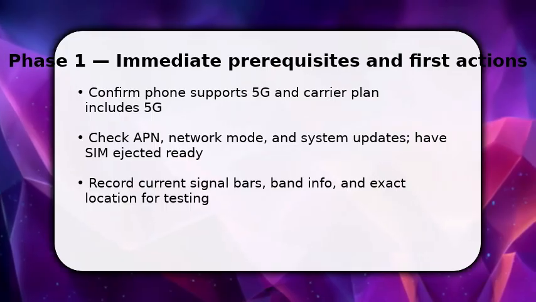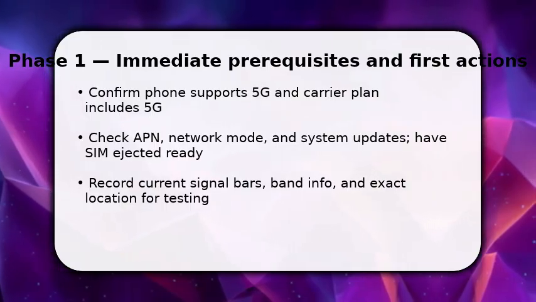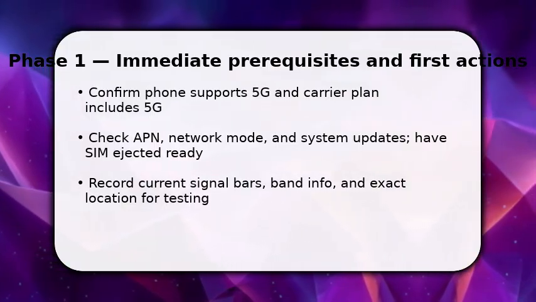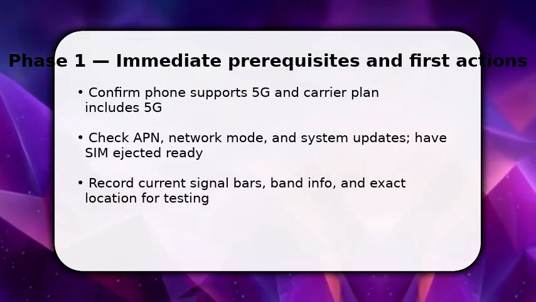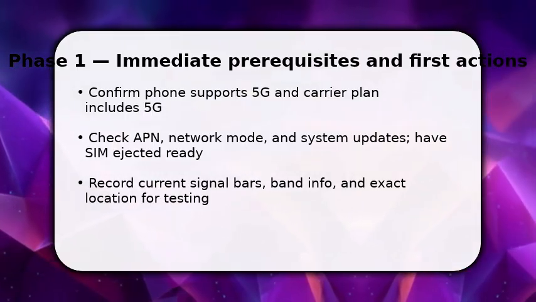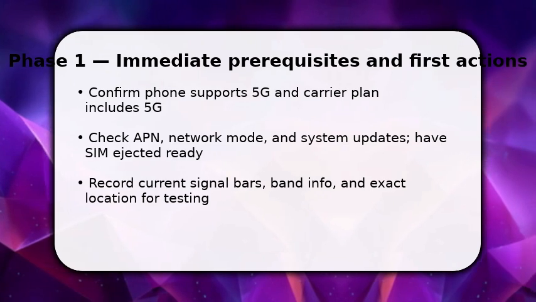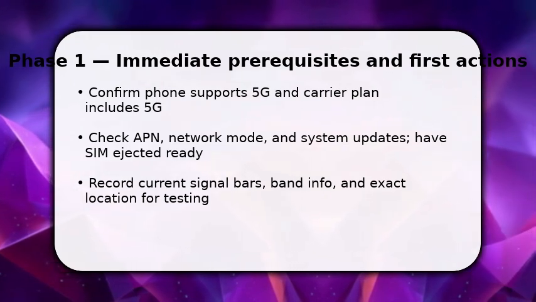Once done, remove and reseat the SIM. This forces the modem to re-register. Make sure airplane mode cycles off and on for 10 seconds. If you have a second 5G-capable phone, test the SIM there to separate device from network issues.